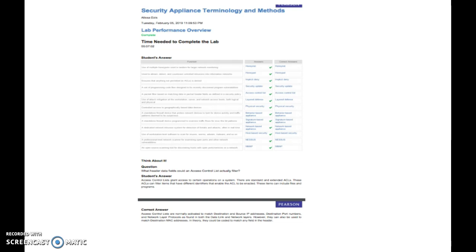Security appliance terminology and methods. Again, I had heard of the different types, so having that basis was nice to branch off of and go a little bit more in depth on my previous knowledge.